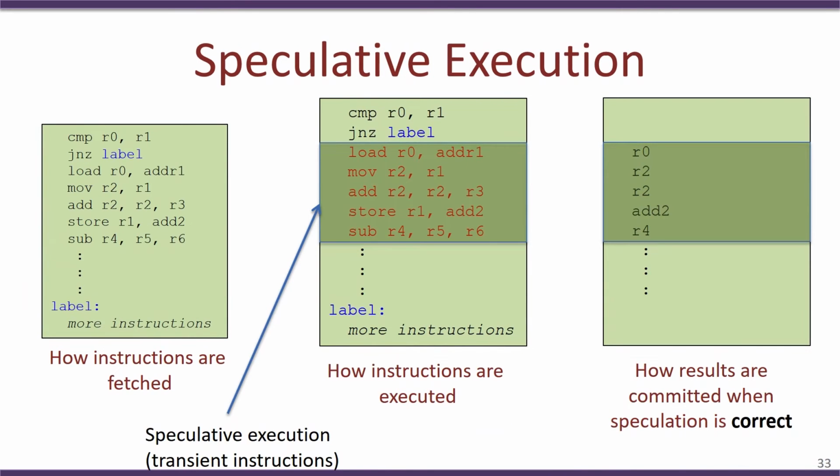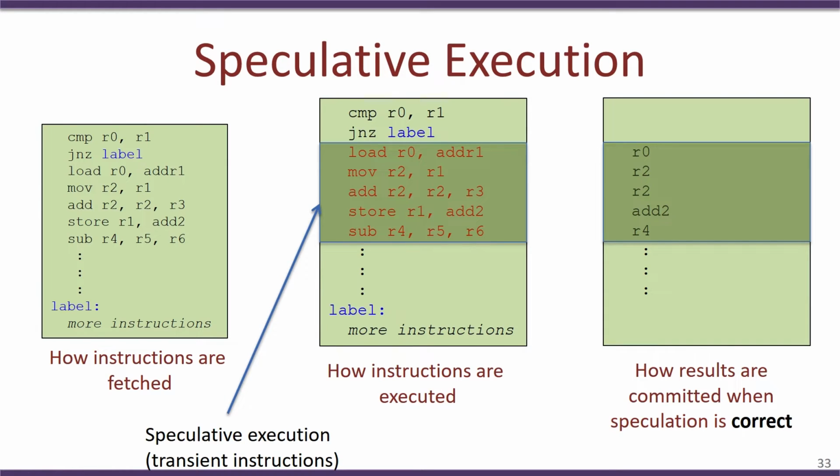Another feature which is popular in many modern day microprocessors is speculative execution. Speculative execution is used essentially to improve the performance of the processor. So let us take a small example, with a set of instructions as before, and one important instruction for this example is a jump on no zero to a label.